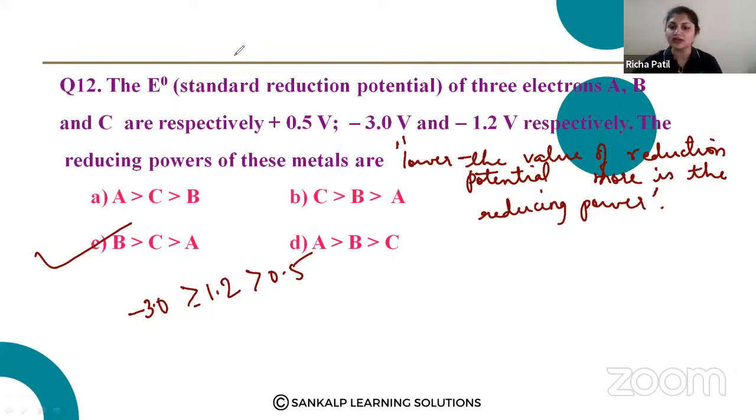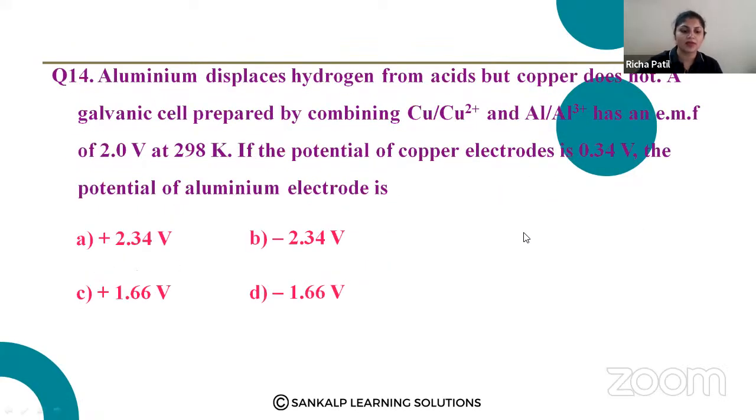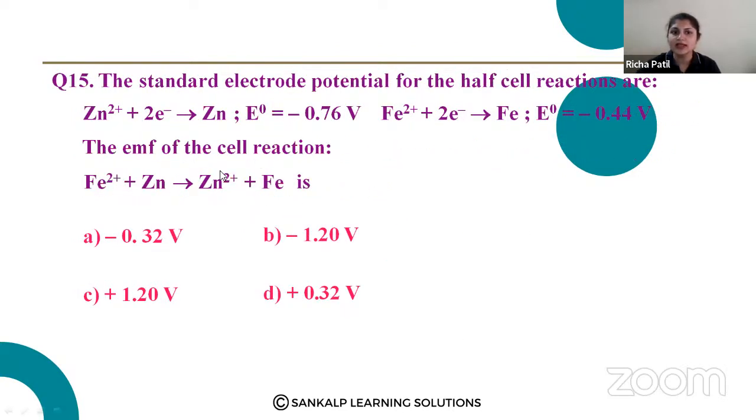Just a second. I have one more question. So we'll solve this last one on EMF. The standard electrode potentials for the half cell reactions are given. The EMF of the cell reaction is. So you know how E cell is given: E naught of cell is equal to E cathode minus E anode. What is E cathode? What is on the positive side?